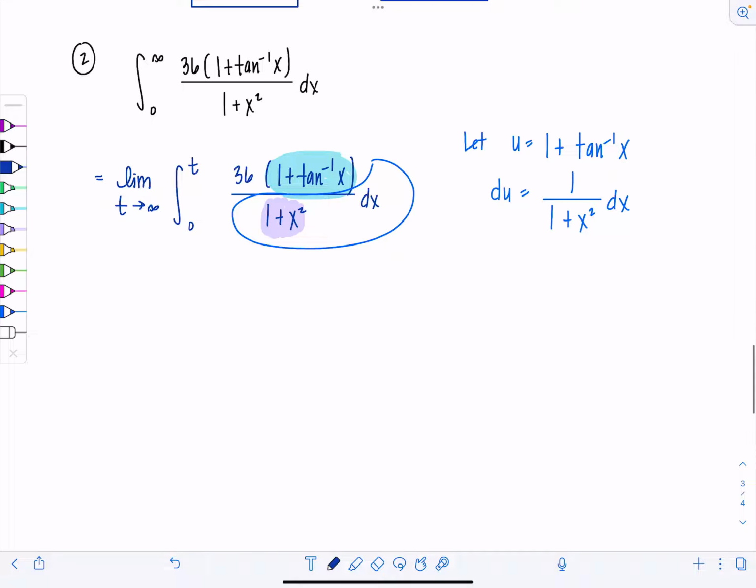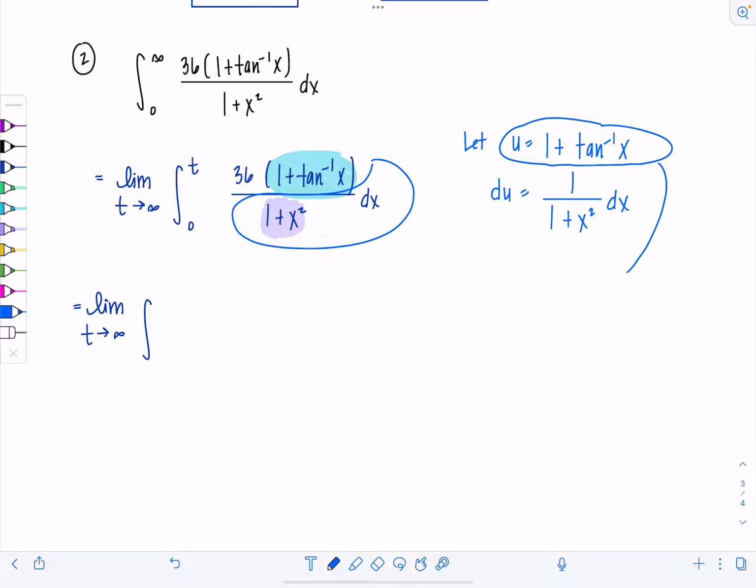And then let's rewrite everything. So we've got the limit as t approaches infinity. Now you guys, we have to change our limits of integration, okay? Currently they're in terms of x. I need to change them so that they're in terms of u. So go back to this statement here and plug in the limits that we have for x.